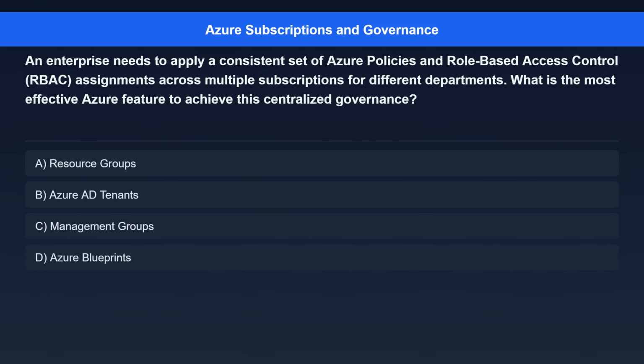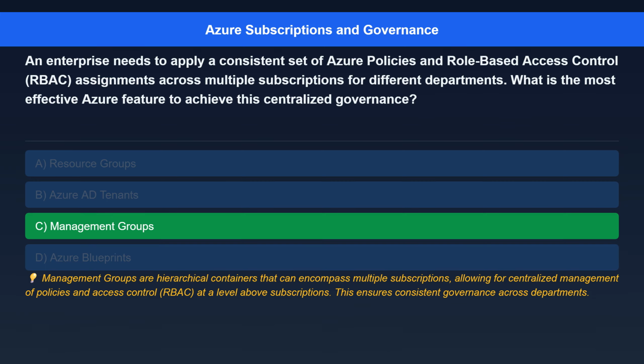Question 4. An enterprise needs to apply a consistent set of Azure policies and role-based access control (RBAC) assignments across multiple subscriptions for different departments. What is the most effective Azure feature to achieve this centralized governance? Option A. Resource groups. Option B. Azure AD tenants. Option C. Management groups. Option D. Azure blueprints.